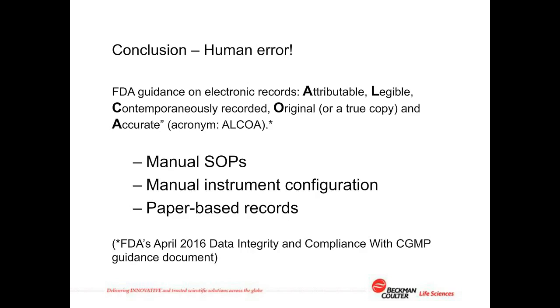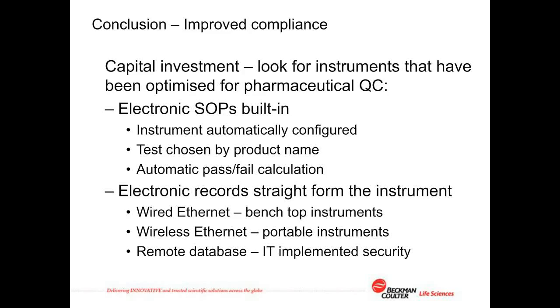And as I mentioned, they use the acronym ALCOA, which suggests that the electronic record must be attributable, must be legible, must be created contemporaneously at the same time as the test, preferably an original and, of course, accurate. And we've talked about how manual SOPs make this a real challenge for us because of the manual instrument configuration and the paper-based records that they generate. It seems to go at odds with the FDA guidance.